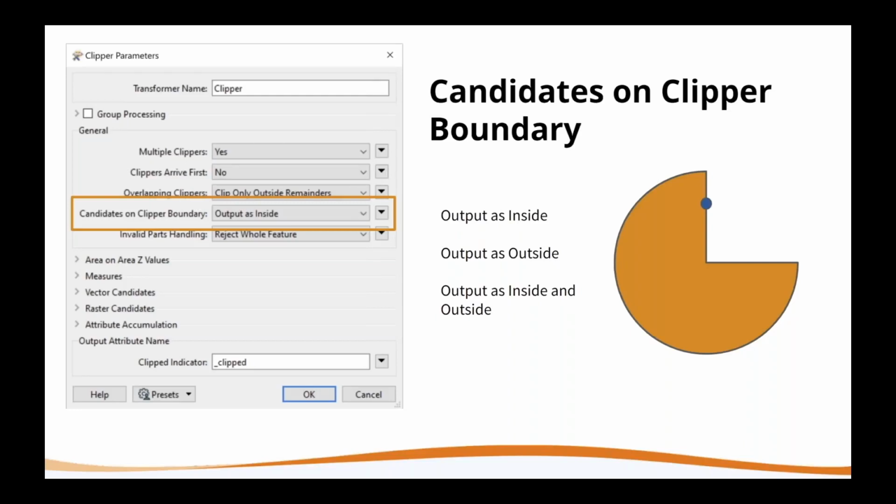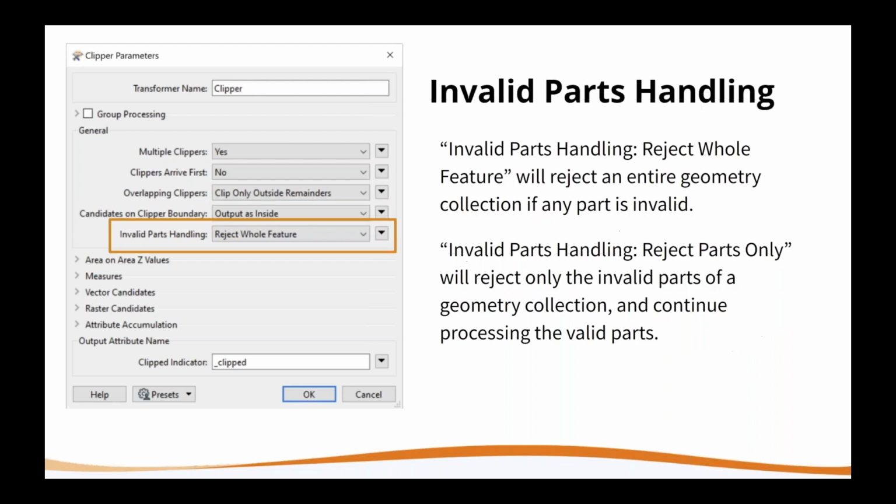And so if the parameter is set to output is inside, the point candidate will come out the inside port. If it's set to output is outside, it'll come out the outside port. And if the parameter is set to output is inside and outside, 2 point features will leave the clipper transformer, one out the inside port and one out the outside port.